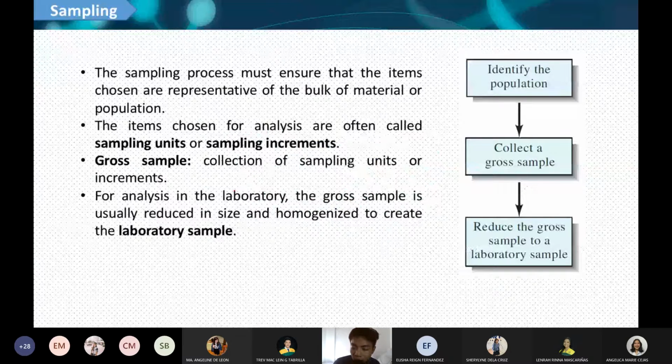Okay? So, balik ulit tayo sa process ng sampling. Di ba, we identify the population. Ito yung pagkukunan mo ng sample mo. For example, sa isa kong research, yung Ilog Pasig, ang population ko would be the entire Pasig River. The next thing that I should do is to collect a gross sample. So when you say gross sample, it is a bulk material from your population. Siguro yan, mga liter lang ng solution. Ganun kasi ginawa ko eh.